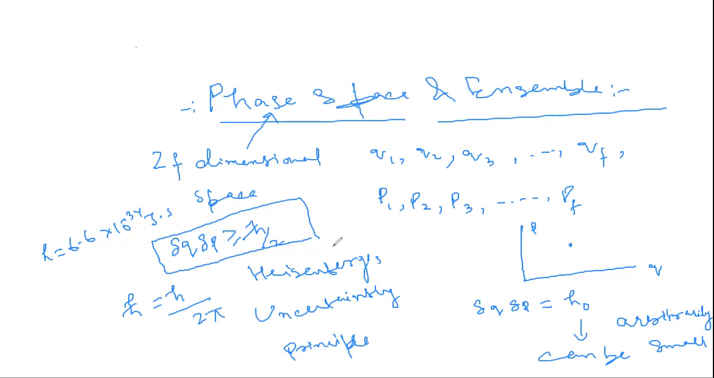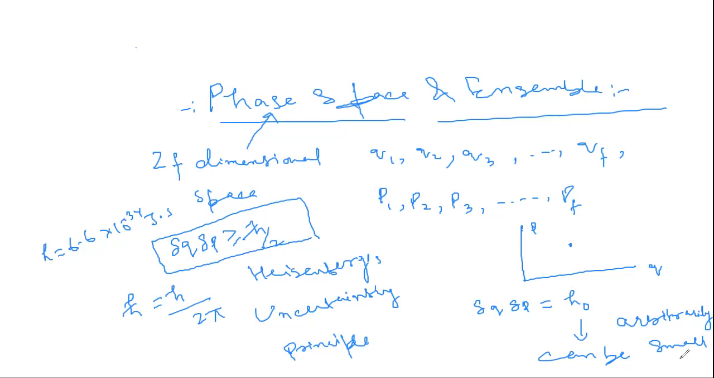So when we place this restriction, this h naught as the size of the cell cannot be arbitrarily small. It can be at least h bar by 2, or h by 4 pi, right? So this is the difference between the classical phase space and quantum phase space. So you need to take this into consideration.